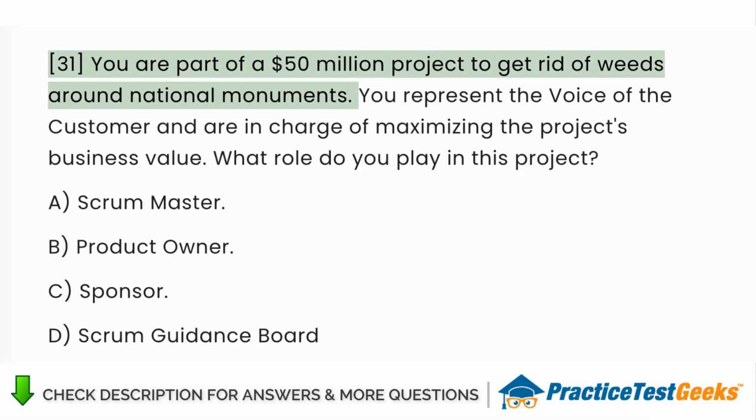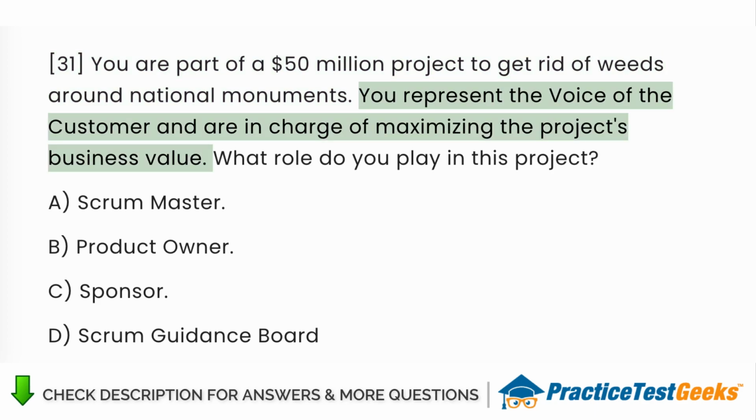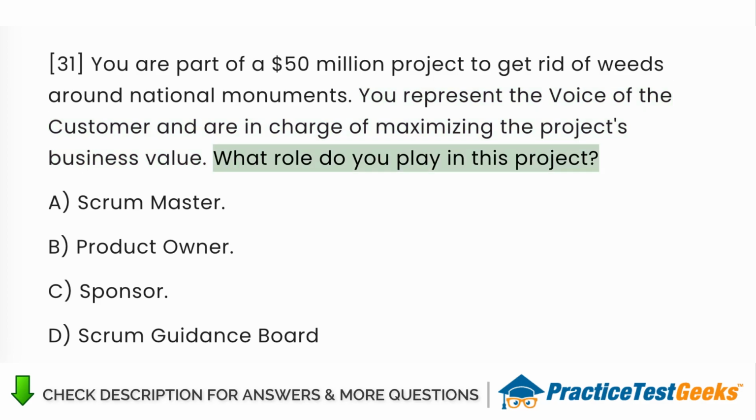You are part of a $50 million project to get rid of weeds around national monuments. You represent the voice of the customer and are in charge of maximizing the project's business value. What role do you play in this project? A. Scrum Master. B. Product Owner. C. Sponsor. D. Scrum Guidance Board.